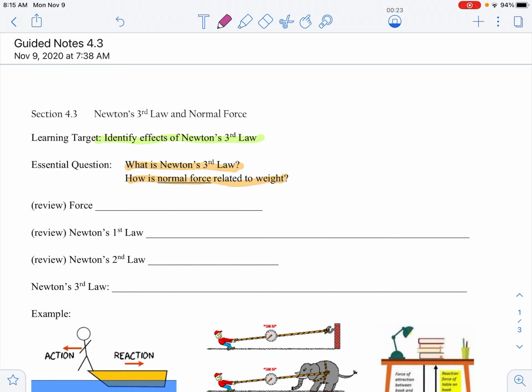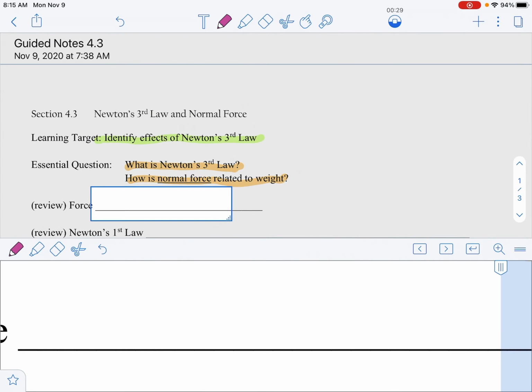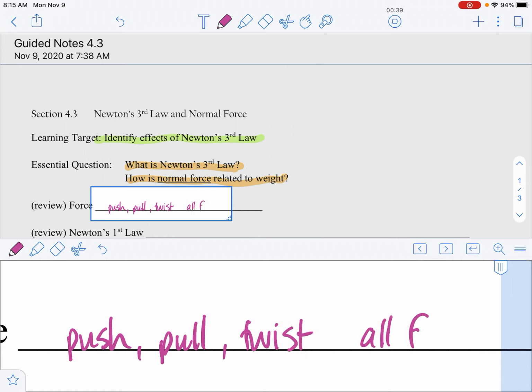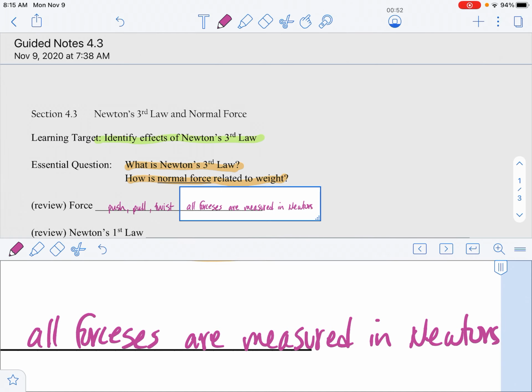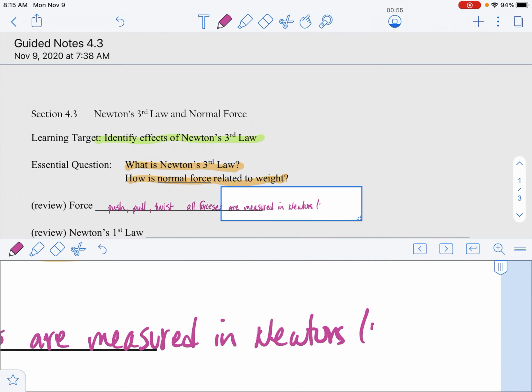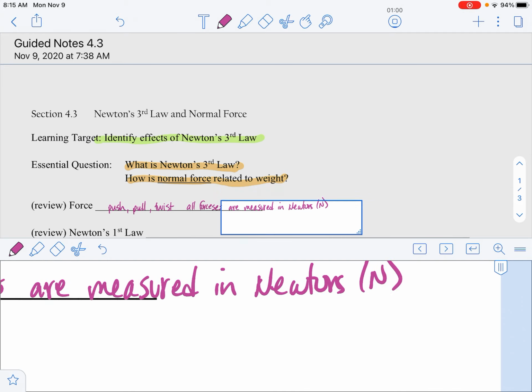Alright, so let's start with some review because that's how we always start. Just remember that a force is a push, a pull, or a twist. And remember that all forces are measured in newtons. So if you ever see anything labeled with an N, you know that has to be a force, because that's what we use to label newtons, or to label force.